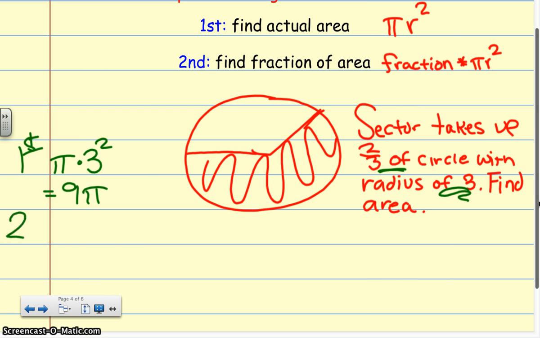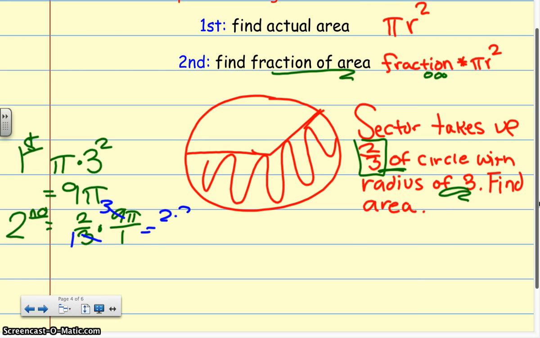The second thing I do, it says find the fraction of the area. So I have to do the fraction. And the fraction I have is 2/3. 2/3 times my 9 pi. That's 9 pi over 1. Cross simplify. Now I'm going to go top times top, 2 times 3 pi, all over 1, which is 6 pi over 1, which is just 6 pi. So the area of my sector is 6 pi, and it would be units squared.